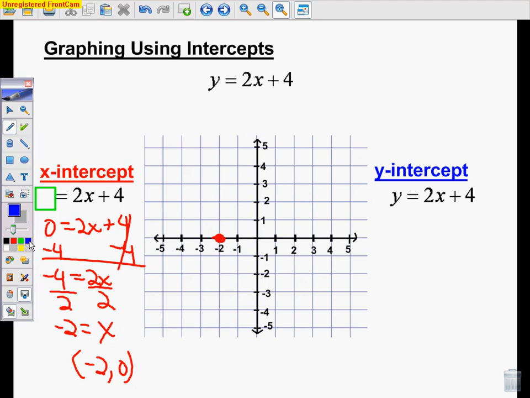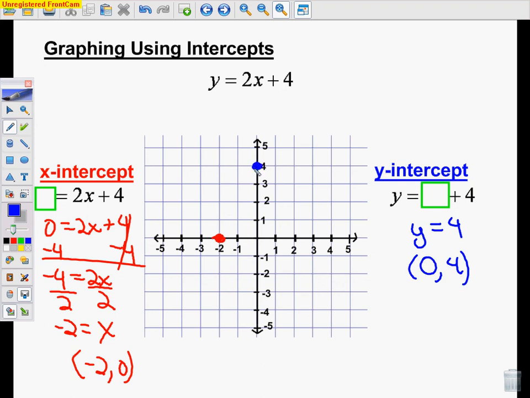Then we can do that same thing for the y. To find the y-intercept, we cover up the x value. That one works out pretty simply because now we're just left with y equals positive 4. So we know that y equals 4. And that means, once again, because every y-intercept has 0 for the x, that's 0, 4 as our y-intercept. So that's the point 0, 4 here.